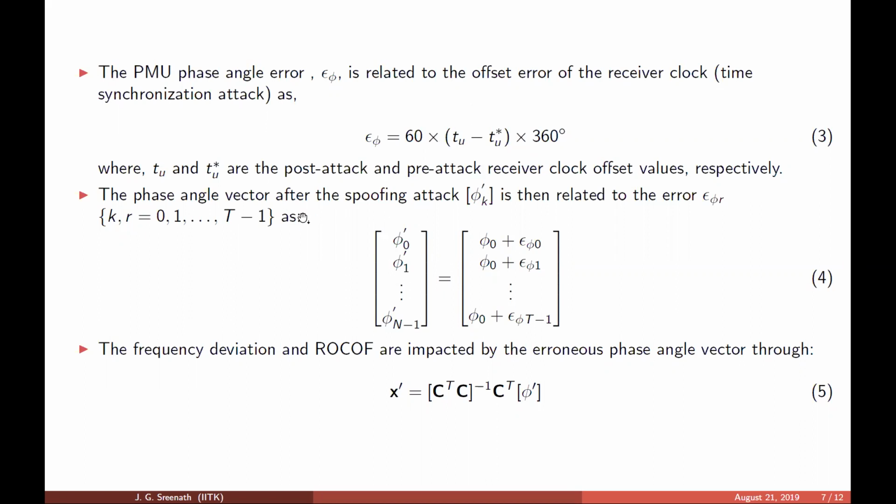The phase angle vector after the spoofing attack looks something like this. So phi 0 dash is the phase angle vector, and epsilon phi 0 is the error that you get. So phi 0 dash is in fact phi 0 plus epsilon phi 0, which is the error that you created. Then from this, you use this particular vector to calculate the rate of change of frequency and the frequency deviation.